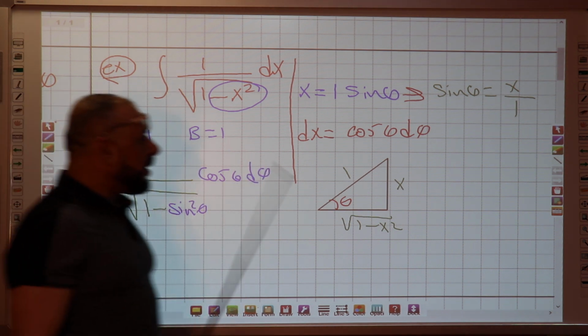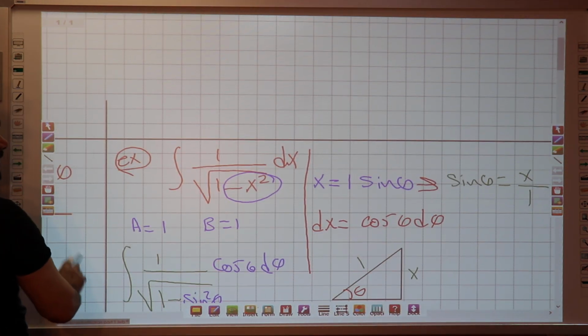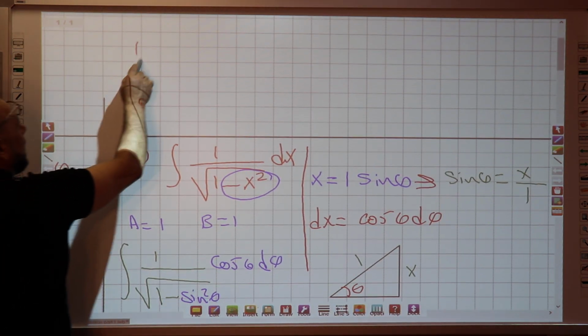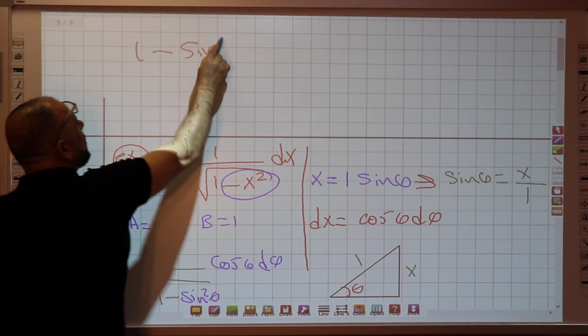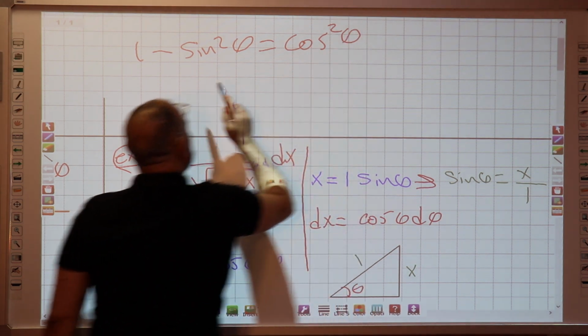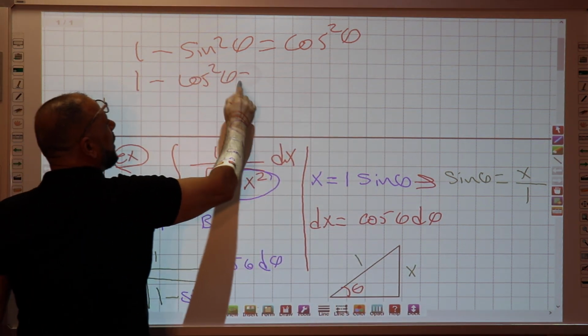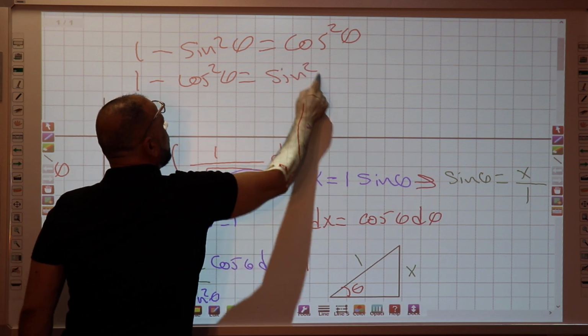Now, the things you need to remember. The first thing I need you to remember, here I'm going to write it: 1 minus sine square theta equal what? Cosine squared theta. Yes. 1 minus cosine square theta equal what? Sine squared theta. Good job.